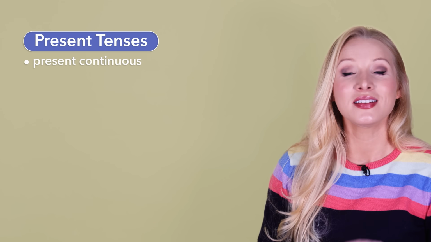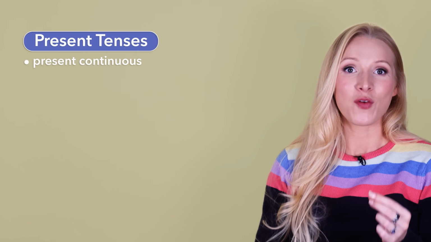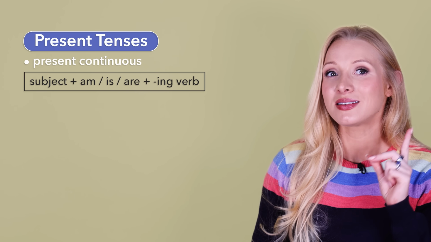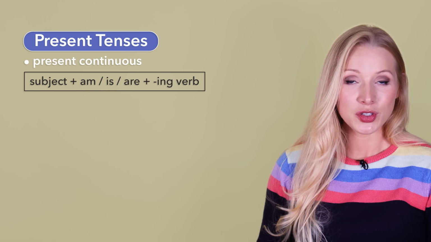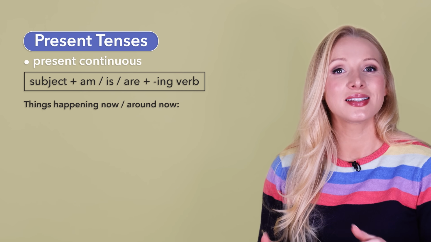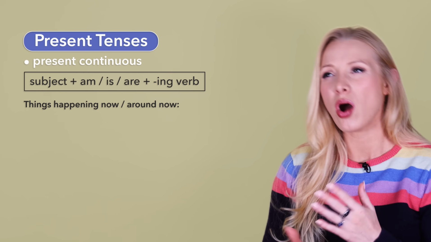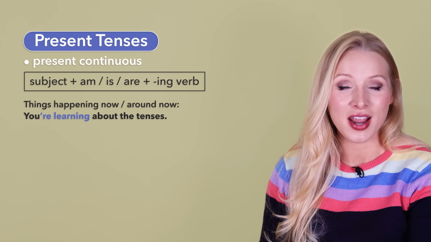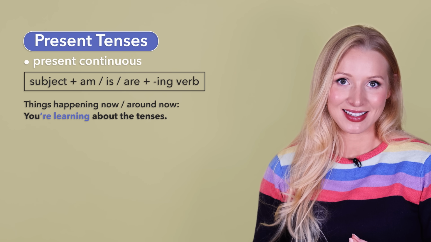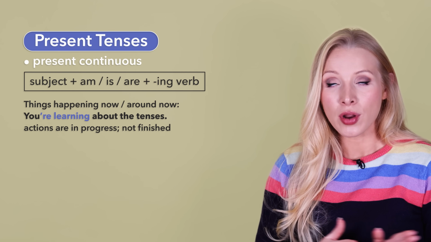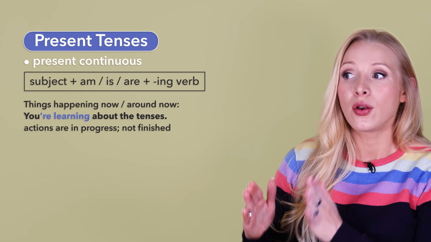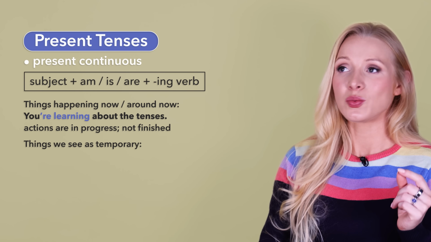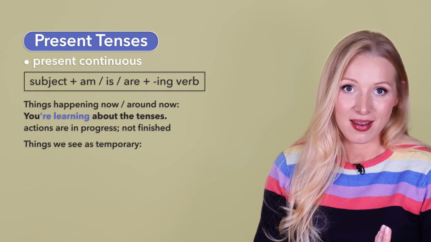Next, the present continuous. The form is am, is, or are plus ing verb. We use the present continuous for things happening now or around now. For example, you're learning about the tenses. These actions are in progress. They're not finished.